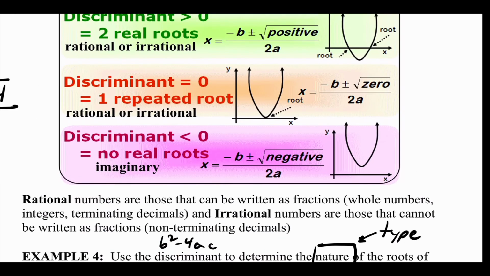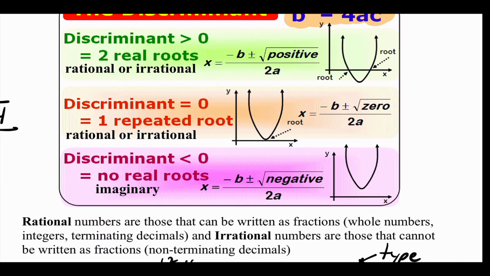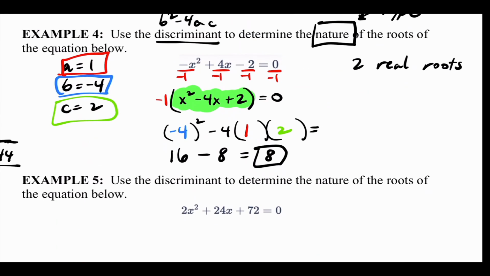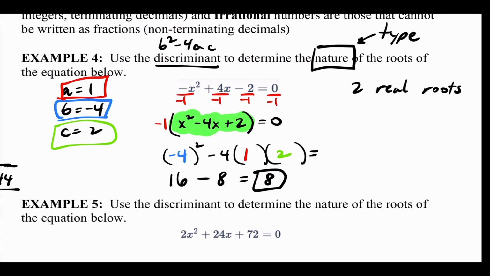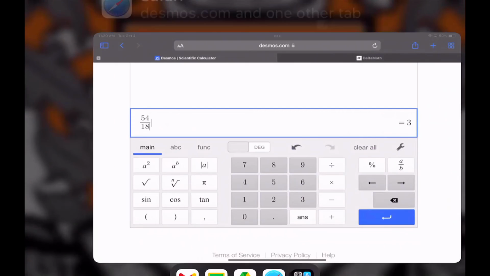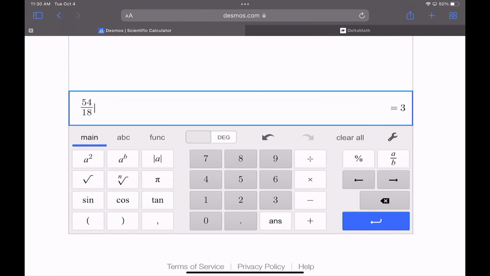The only other question they're going to ask is, are they rational or irrational? This is how you tell. Well, this part here, the discriminant is underneath the square root, right? So what would the square root of 8 give me? Something rational, pretty, nice, clean, or something long decimal? The square root of 8. It's going to give me something ugly, right? Square root of 8.